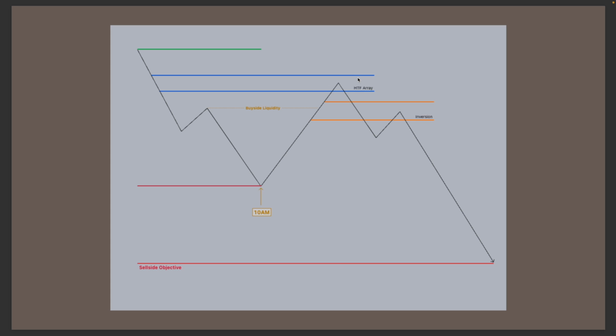Now, this can be anything, preferably, of course, you want the higher the time frame, the better, but this could even be a 5-minute fair value gap, inversion, order block, 15-minute, PD array, hourly, 4-hour, daily. It's just a specific level that you're watching to see if there's any respect and if price is refusing to go above it, okay?